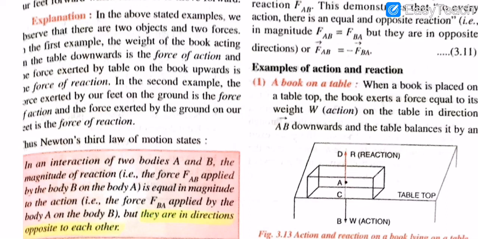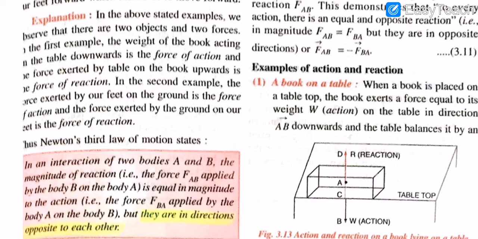So in the second example, the force exerted by our feet is the force of action, and the force from the ground upwards is the force of reaction. Thus, Newton's third law of motion states, in an interaction of 2 bodies, A and B, the magnitude of reaction, that is the force F_AB applied by A on body B, is equal in magnitude to the action, that is force F_BA applied by B on body A, but they are in directions opposite to each other. Note, the action and reaction never act on the same body, but they always act simultaneously on different bodies, A to B and B to A. That is, forces of interaction are always in pairs.